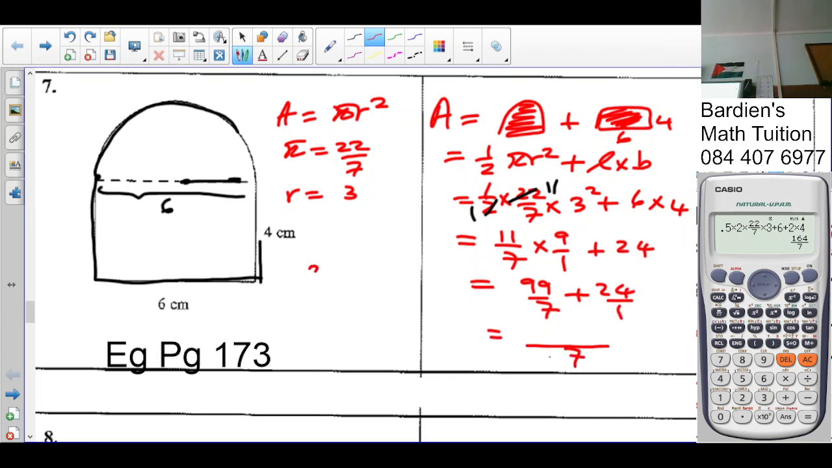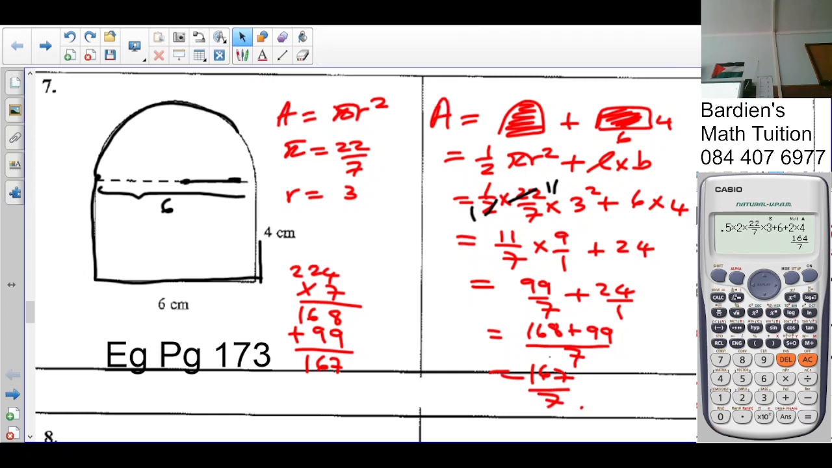7 is your LCM, 24 times 7 is 28, carry 2, it's 14, 15, 16. So it's 168 plus 99. Or 99 plus 168 is going to give you 167, I think. Let's check we're on the right track here. So it's a half times 22 over 7 times 3 squared, which is 9, plus 6 times 4. 267. Oh my word, I forgot to take the carry again. Same mistake I made in the previous one.